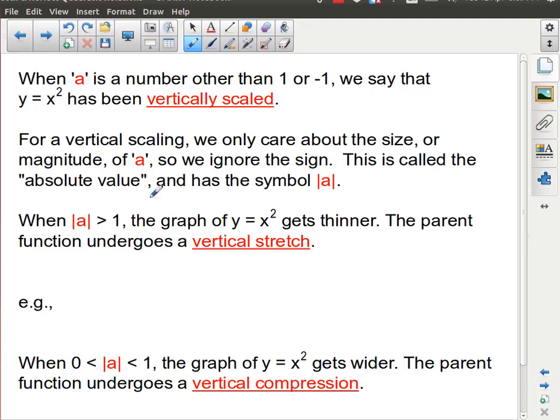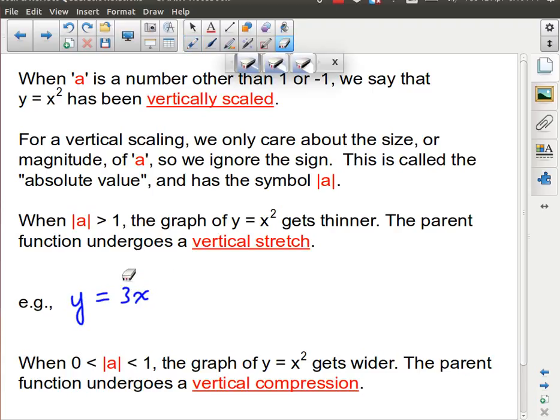In mathematics, we have an operation, which is these two vertical bars on either side, and that's called the absolute value. So that takes any number, whether it's positive or negative, and turns it into a positive, so that we're focusing on the positive part. So what we're basically saying here is when I change the number into a positive, no matter what it is, if it's bigger than 1, that means we end up with something that's taller and thinner.